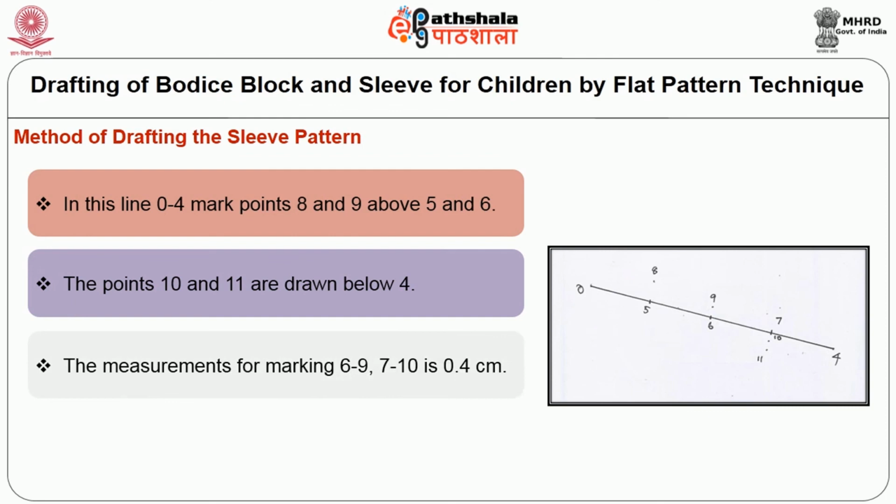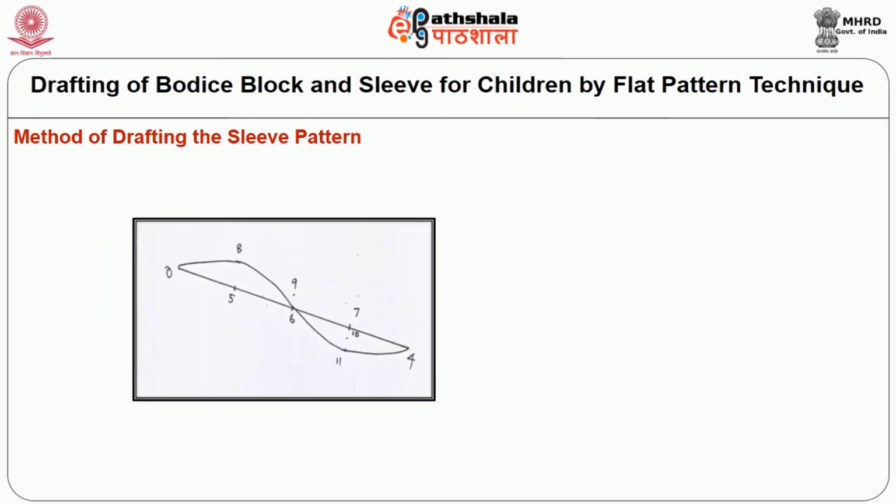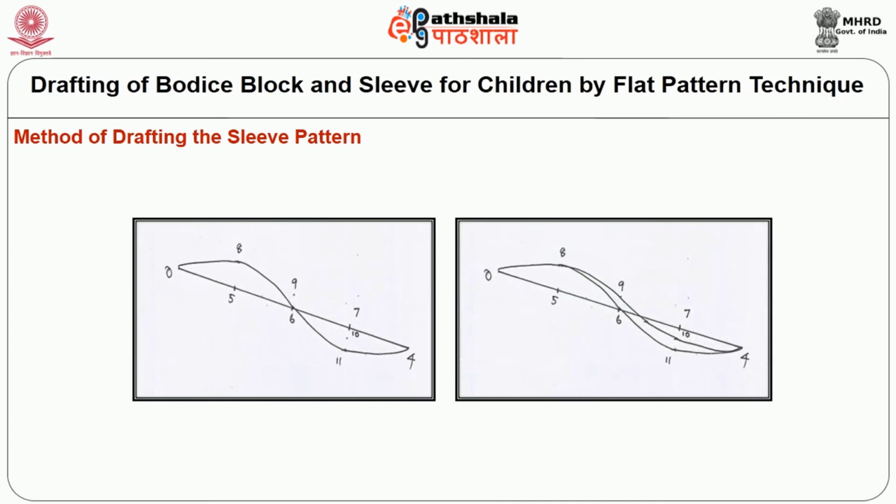The measurements for marking 6 to 9, 7 to 10 is 0.4 centimeter. For marking 5 to 8 and 9 to 11, it is 0.8 centimeter. Connect 0, 8, 6, 11 and 4. This is front armscye. Connect 0, 8, 9, 10 and 4. This is back armscye.